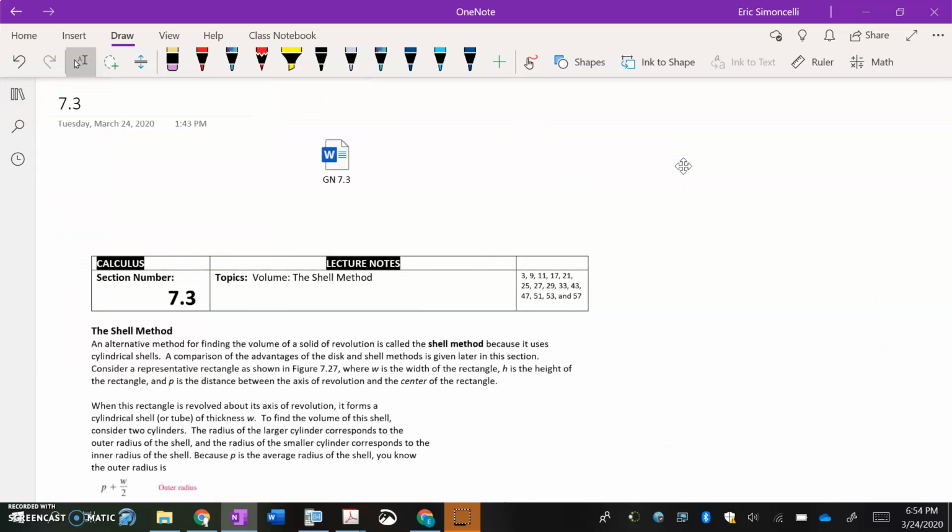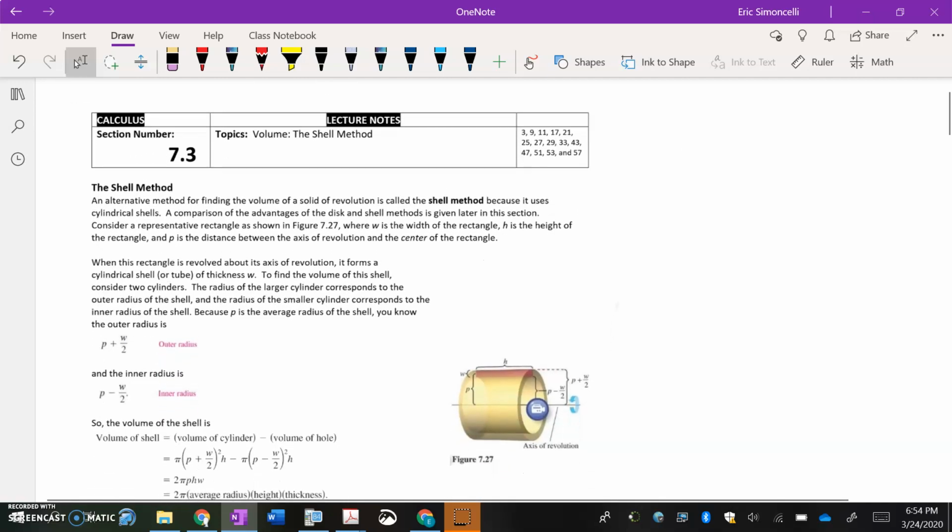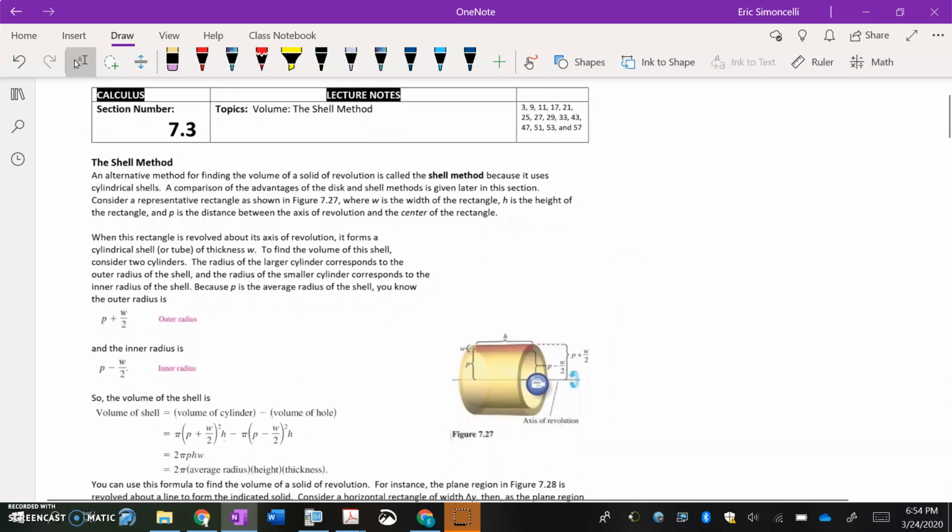Section 7.3, the volume using the shell method. The shell method works this way, and it's an alternative method for finding the volume of a solid of revolution, and it's called the shell method because it uses cylindrical shells. A comparison of the advantages of the disk and shell methods is given later in this section.